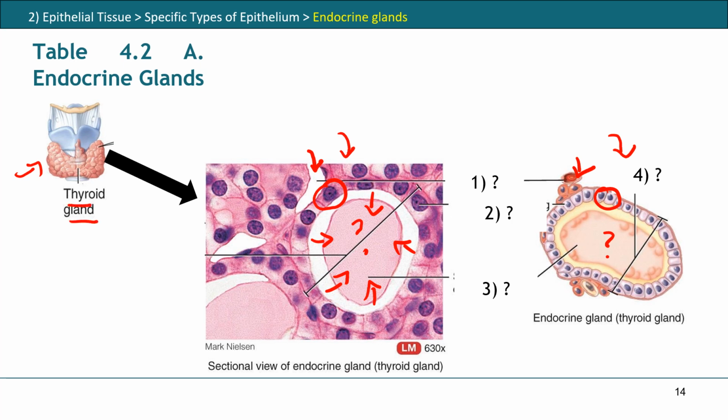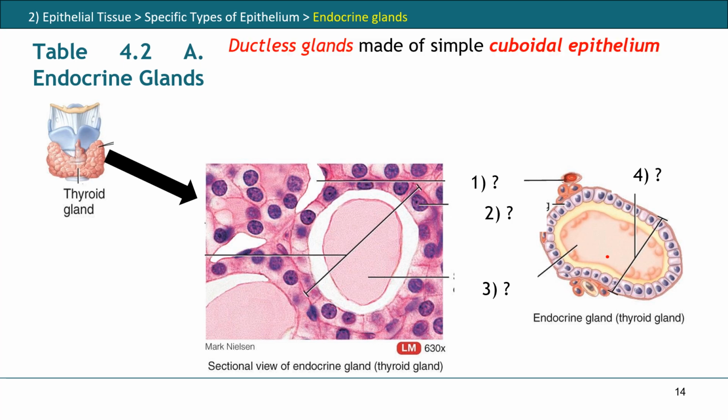Hormones can be produced, for example, for sex determination in testes and ovaries. They can also be produced in the pancreas and adrenal gland. There are so many examples. Okay, so let me delete some things and we can summarize everything that we said. The first thing I told you is that this is a ductless gland and that it is made of cuboidal epithelium.